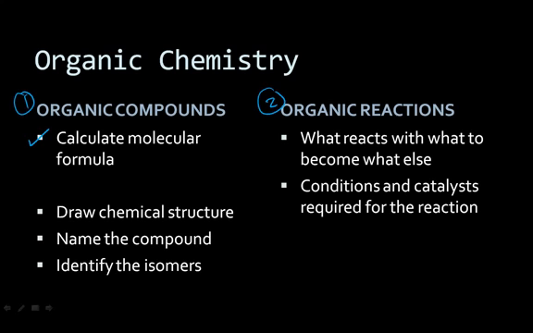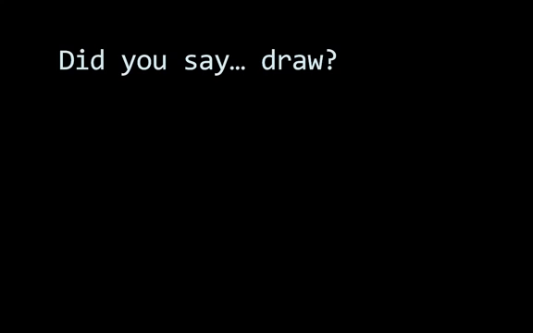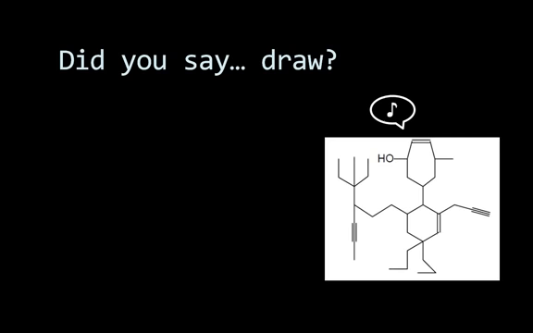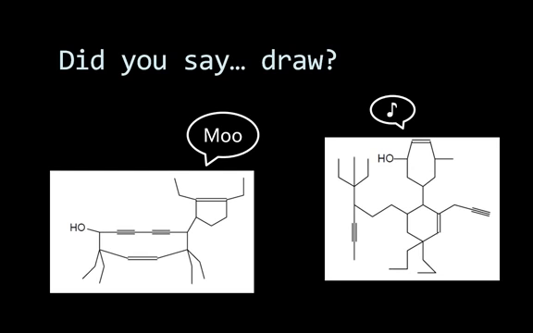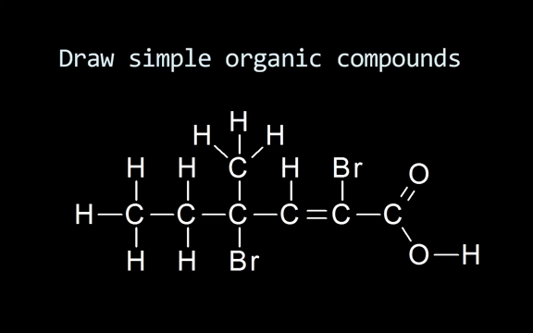The stuff that you did this year includes how to draw chemical structures, how to name the compounds, and how to identify the isomers. Now you may be wondering, what kind of structures would I be required to draw? Do I need to draw really complicated things, like this one, or maybe this one, and use these shorthand drawings? Well, the answer is you don't have to draw anything so complicated. We only expect you to draw simple organic compounds. What? This is simple, isn't it?